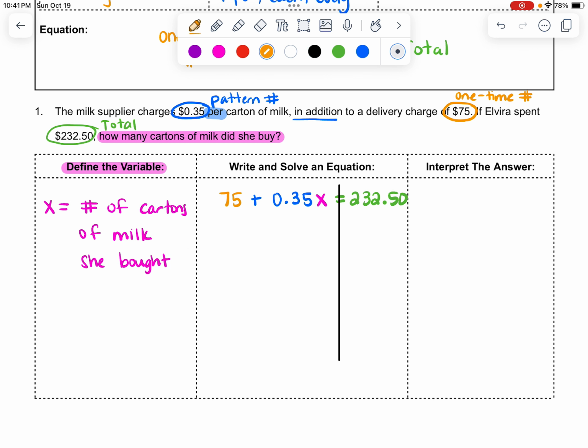So for this particular problem, I'm going to start by subtracting 75 on both sides. When I do that, I get 0.35x equals, I'm just going to use my calculator for this, 157.50, and then I'm going to divide by 0.35.